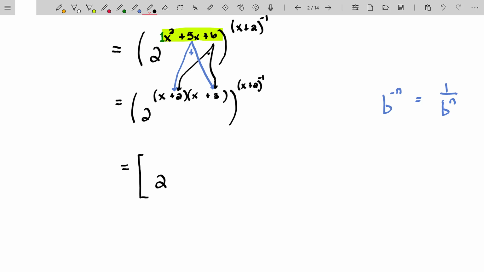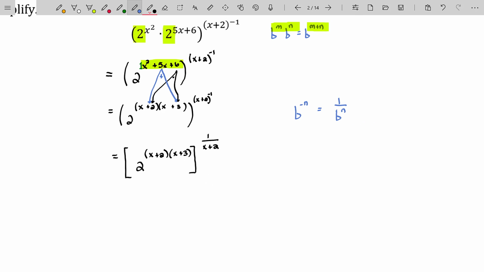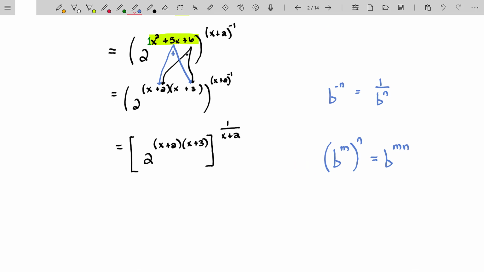I'll rewrite my grouping symbols as brackets just because when I have groups within groups, I think logically it makes more sense to have different grouping symbols. So the exponent I'm going to write as 1 over x plus 2 rather than x plus 2 to the negative first. And I'll also use yet another law of exponents here. The law of exponents I'm going to use next is that b raised to a power, raised to another power, is that base raised to the product of those two powers. Again, I'm not going to prove that because that should have been proven two courses ago at the very minimum. But the reality is powers to powers multiply.